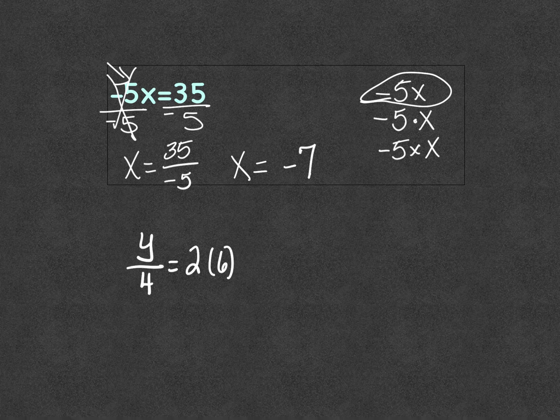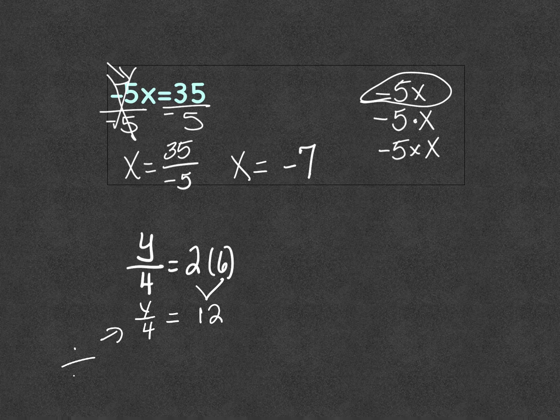Let's look at the next one here. First of all, in this particular equation, we have y divided by 4 equals 2 times 6. So you have to simplify first. 2 times 6 is 12. Now, y over 4 indicates division. Remember that. So, y divided by 4 equals 12.